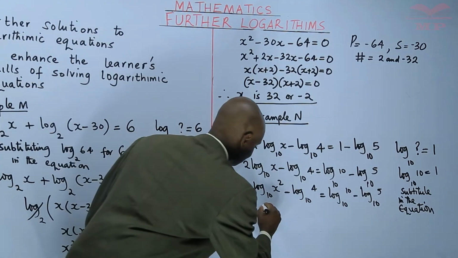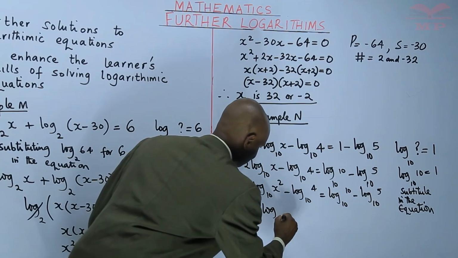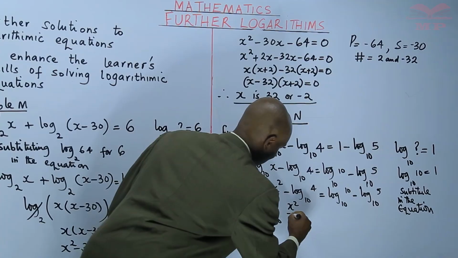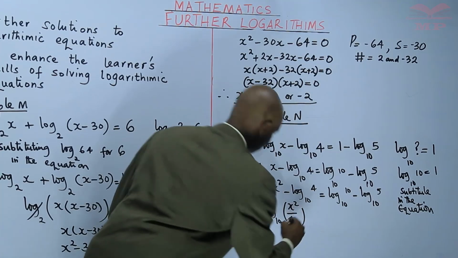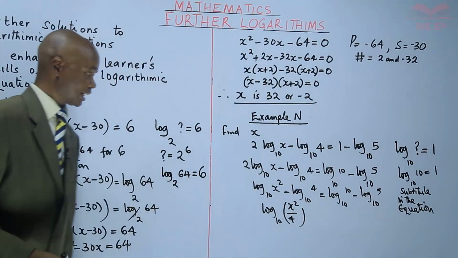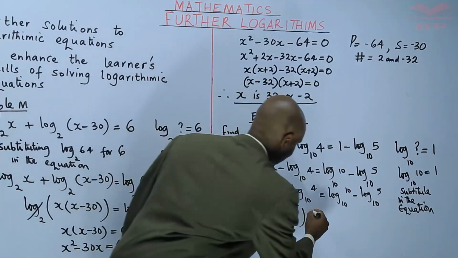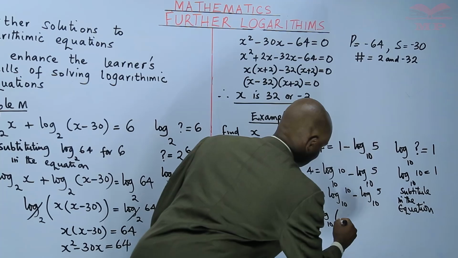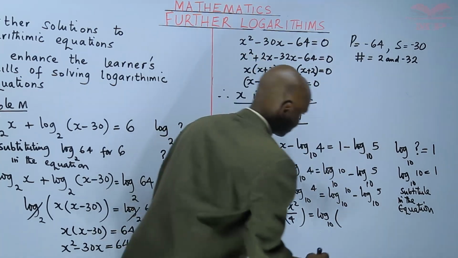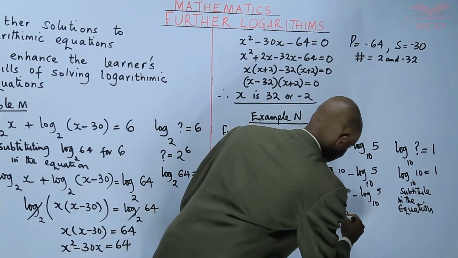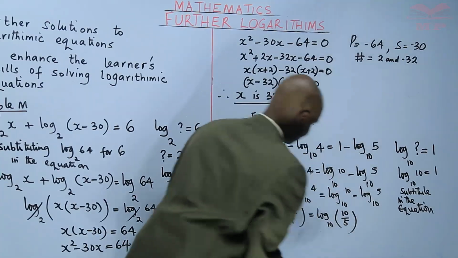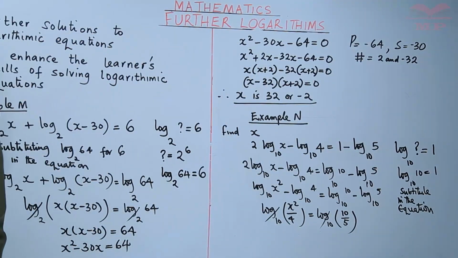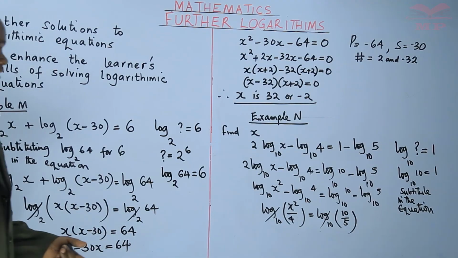Laws of logarithms. You now have log to the base 10 of x squared over 4. When there is a subtraction, it means you are adding. It should be equal to log to the base 10 of 10 divided by 5. Where we have log, it can go away. At that moment, I don't need it. I need the value of x.